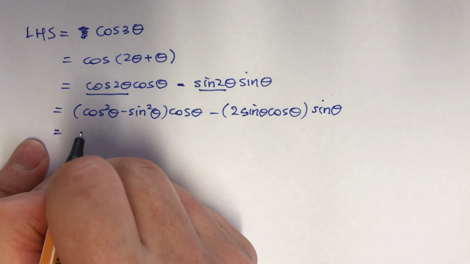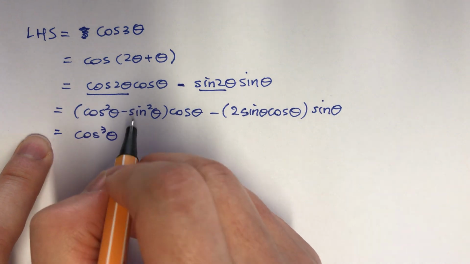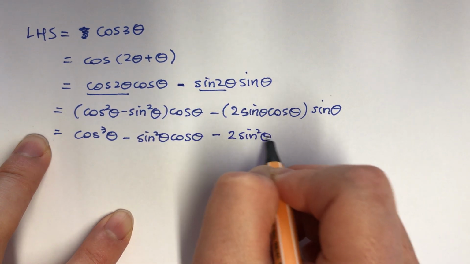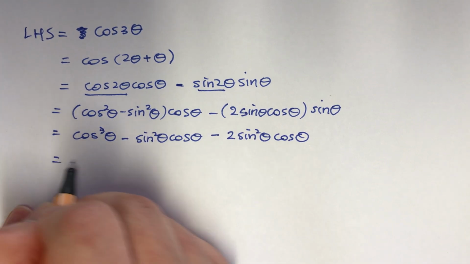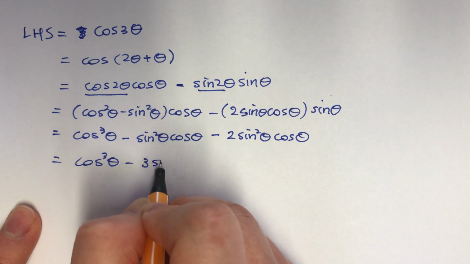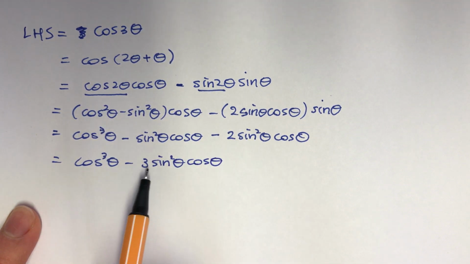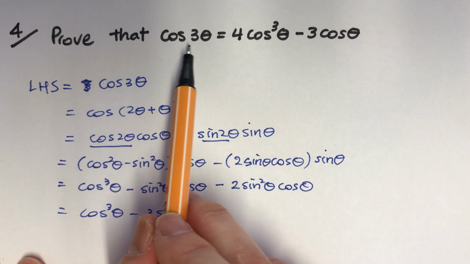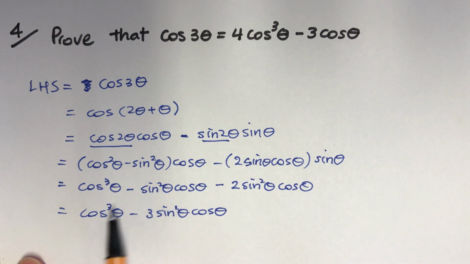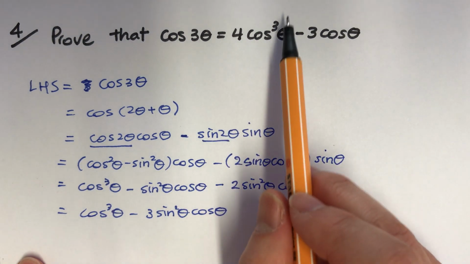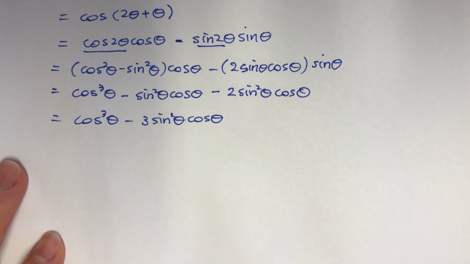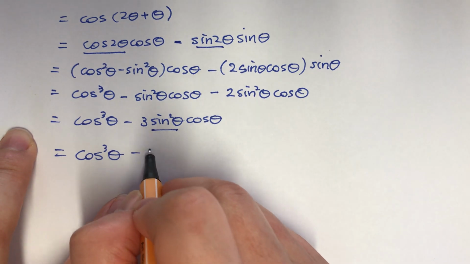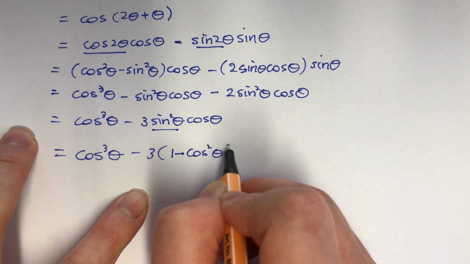Then I'm going to expand this one. It'll be cos cubed theta minus sin squared theta cos theta minus 2 sin squared theta cos theta. Look at that, the same term. So I'm going to go cos cubed theta minus 3 sin squared theta cos theta. Now, when we look at this and what we have to prove, there are no sine terms in the right hand side. We've got cos cubed, that's no problem, but we don't have a sin squared, so I need to change these in terms of cos. So cos cubed theta minus 3(1 minus cos squared theta) cos theta.